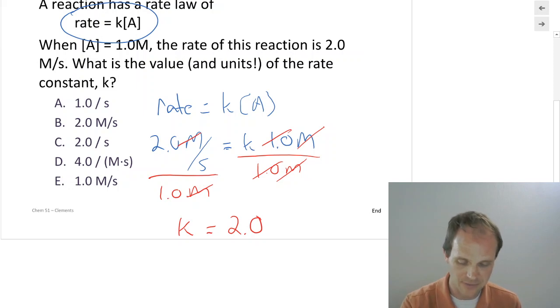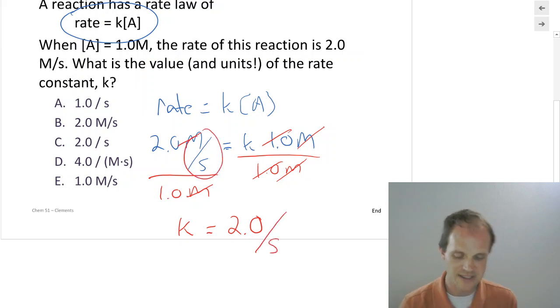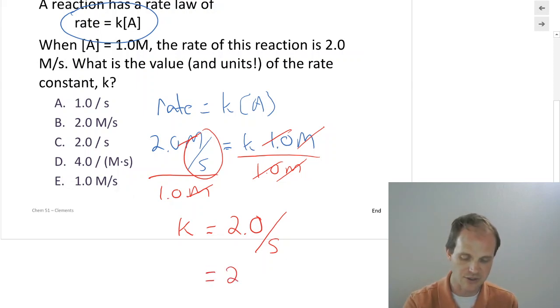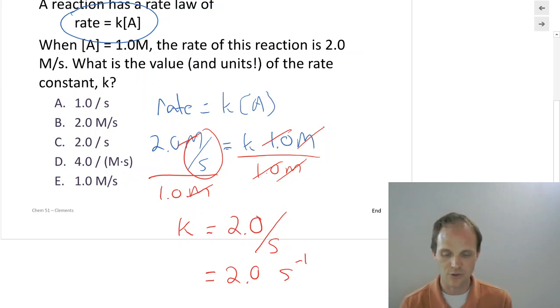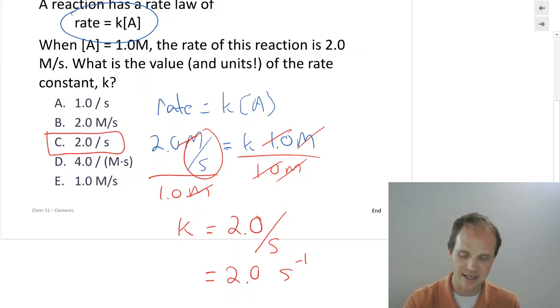What's our unit left? Well, it's only over seconds, right? We have no unit in the numerator. So you can write k is 2.0 per second. You can also write k is 2.0 seconds to the minus 1. Those two are an equivalent way of writing it. So we got in this case that k was 2.0 per second.